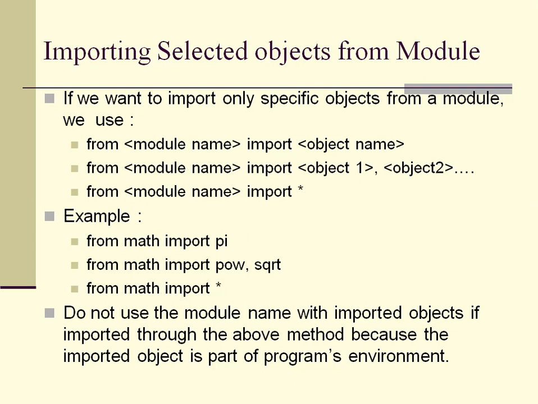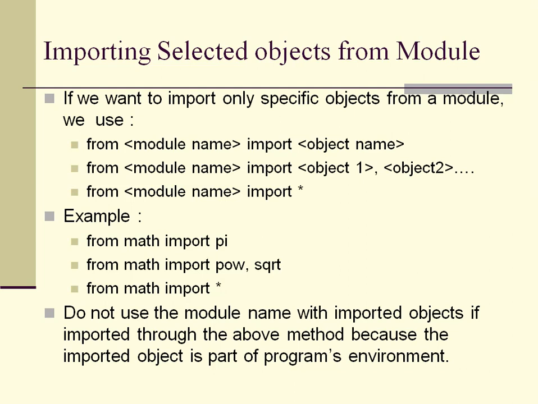So examples, from math import pi. So we have imported that constant pi from that math module. Next example, from math import pow comma sqrt. So we have imported here the functions of power and square root. And the last example is from math import star. So with this statement we have imported all the objects.